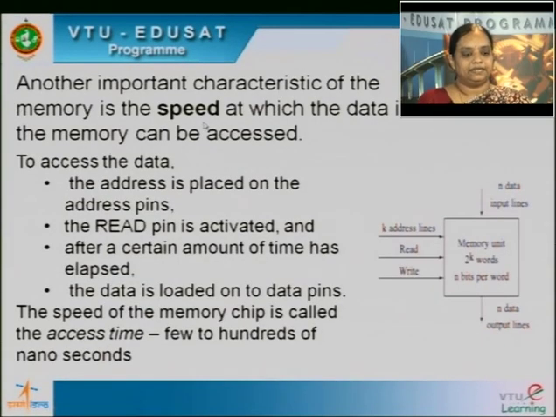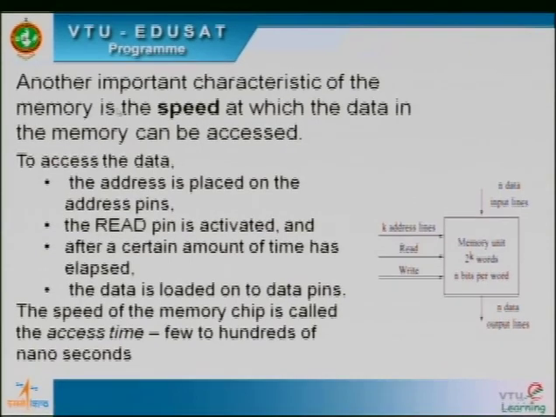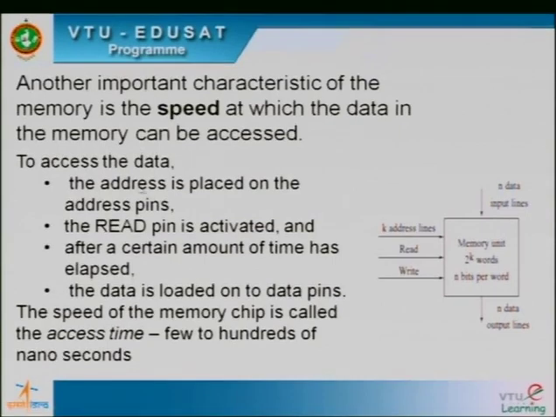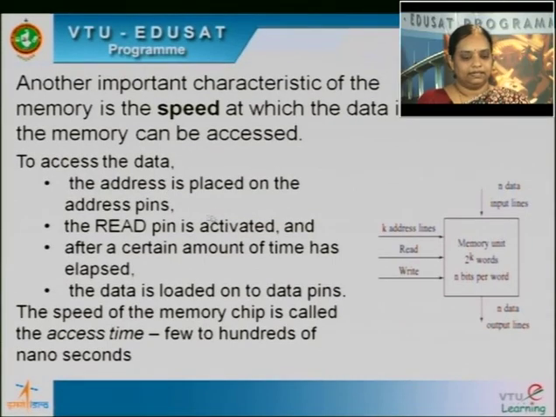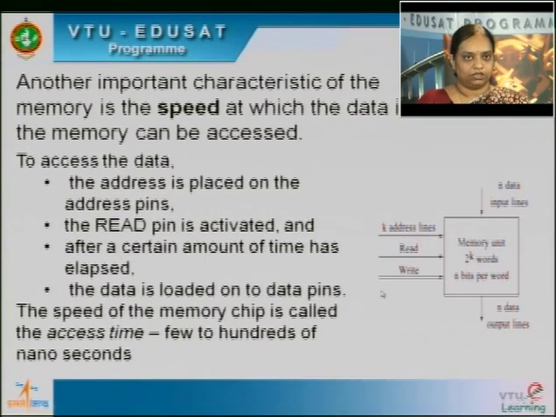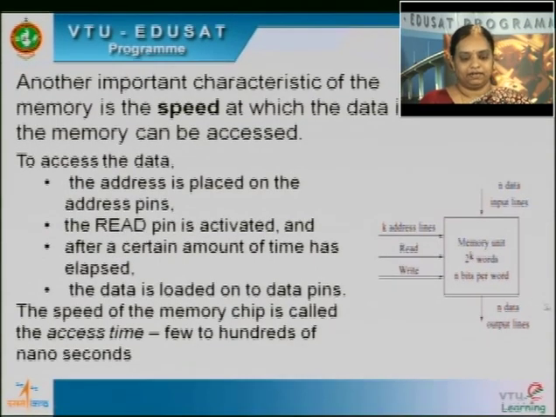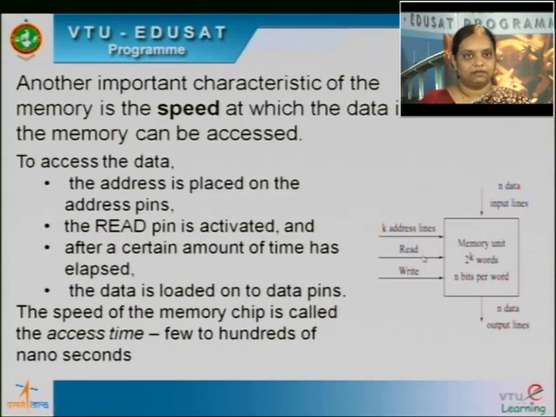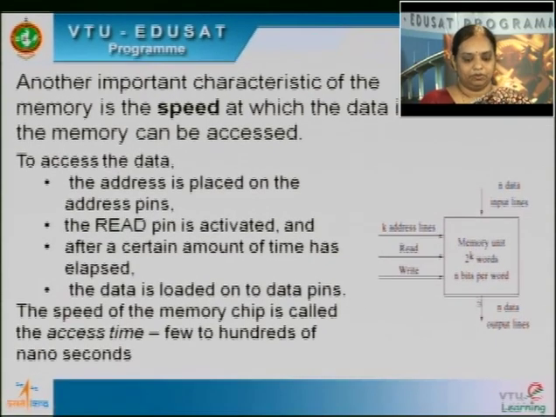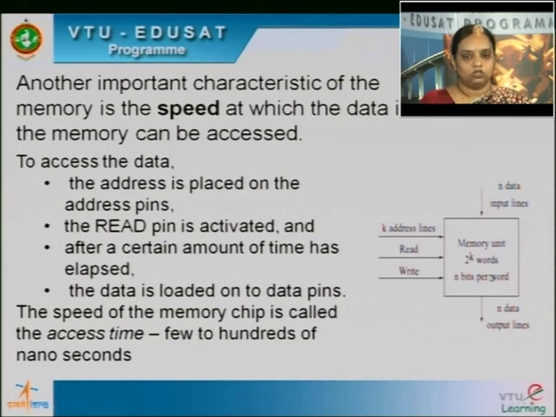Okay, that's the speed of access. Let me look at the operation to access the data. To read the data that is stored in a particular location, what do we do? We first place the address on the address pins. So we have the address pins. Place the address on the address pins, then activate the read pin. As soon as we activate the read pin, whatever is stored in the memory will be put on the output lines. But this is not immediate.